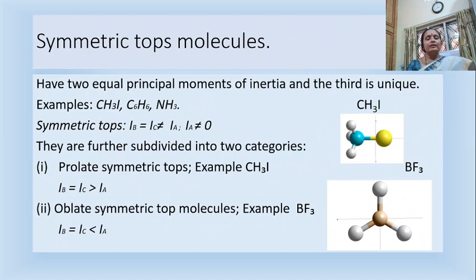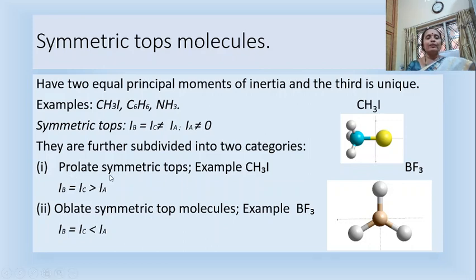Coming to the next type, symmetric top molecules. Symmetric top molecules have two equal principal moments of inertia and the third one is unique. That is, IB is equal to IC and the third one is different. They are not the same, that is, IA is not equal to 0. Symmetric top molecules are further divided into two categories.